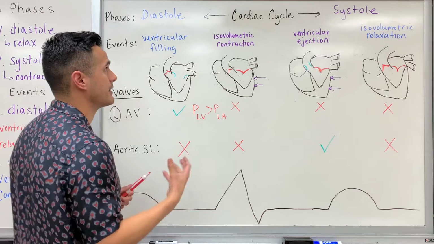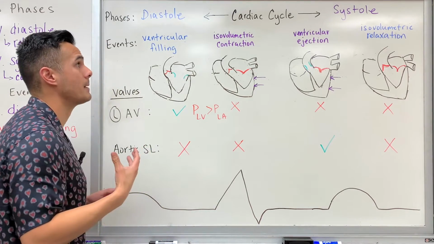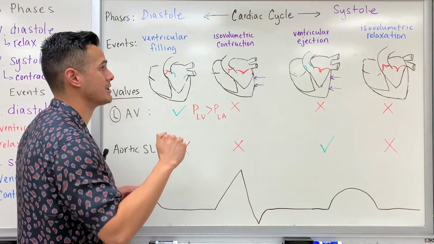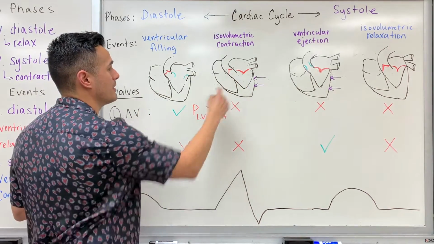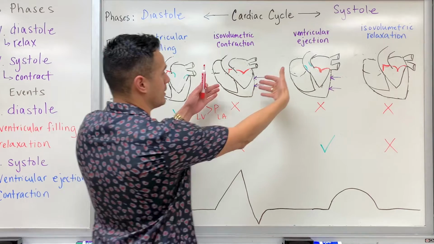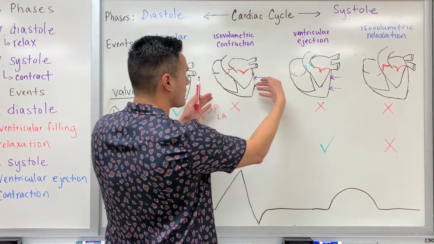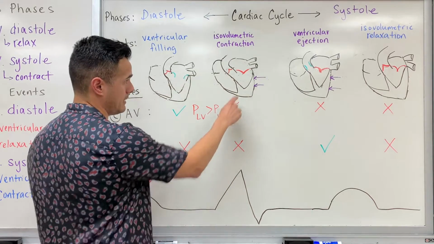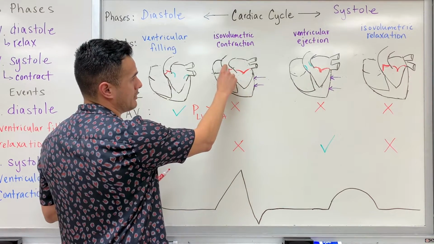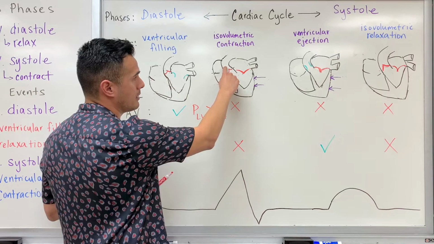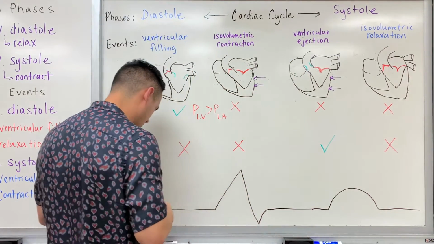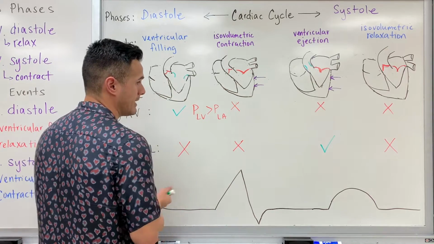So once again, during isovolumetric contraction, when we say isovolumetric, that means that there's no change in the volume of blood within the ventricles. So now the ventricles are contracting in order for the pressure within the left ventricle to be greater than the pressure in the aorta. Once that happens, we'll then transition into ventricular ejection. So let's write that here on the board.